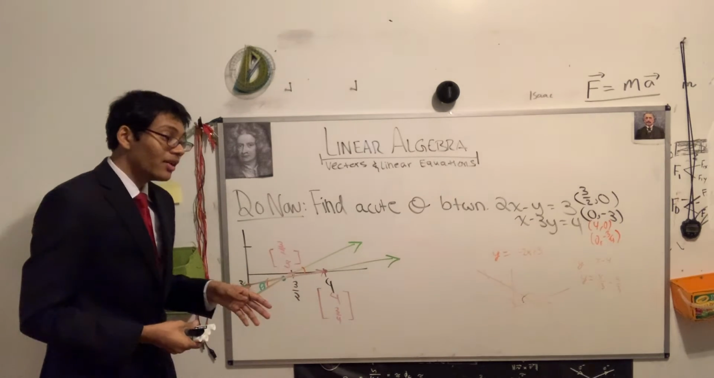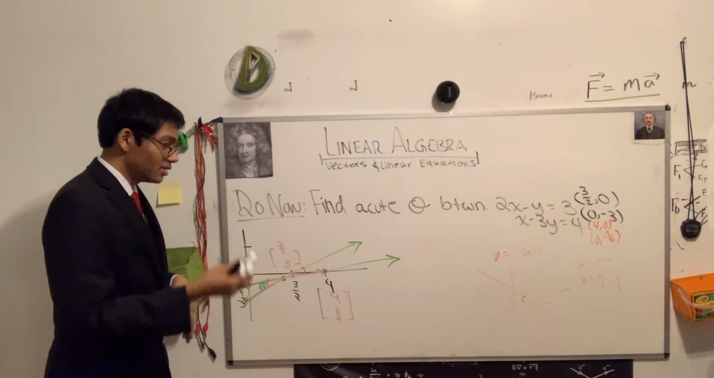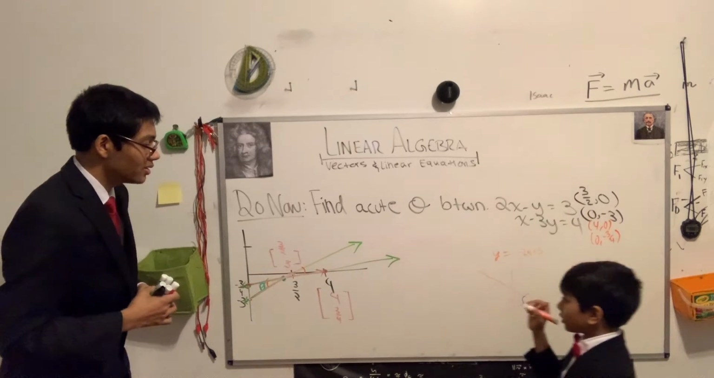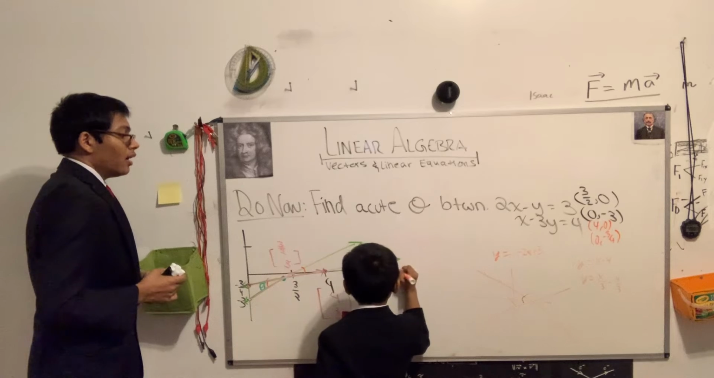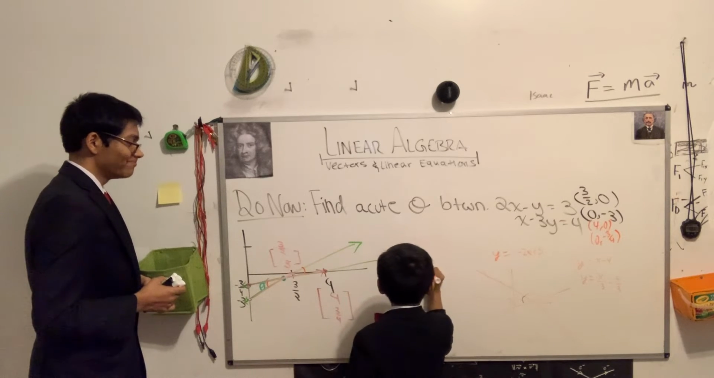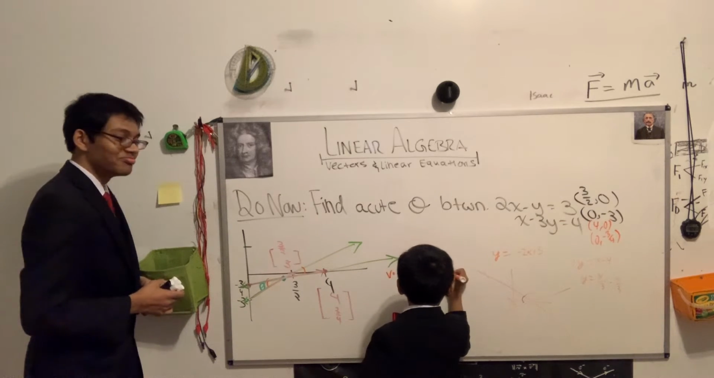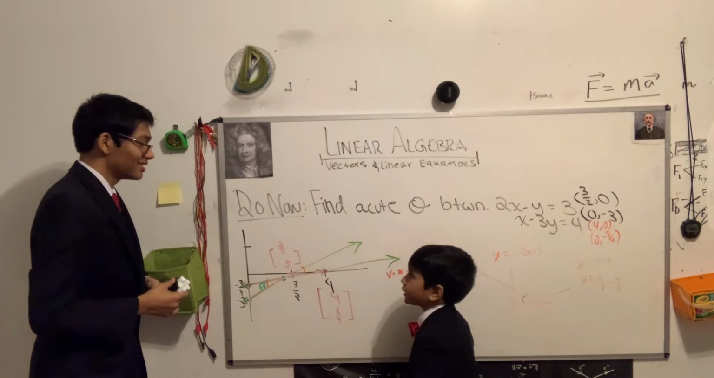I have a very big light bulb. I think I know what to do. Sure. What do you propose? V dot W equals this, cosine theta. And where we can solve for theta.